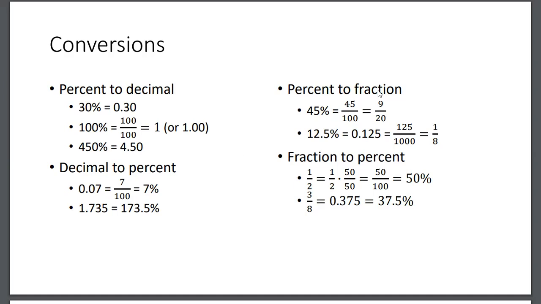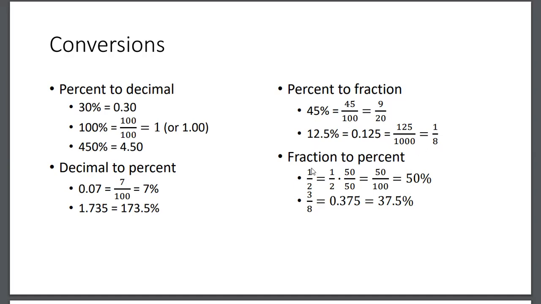Percent to fraction. 45%, it's 45 hundredths, reduces to 9/20ths. 12.5%, it's 12 hundredths and half of another hundredth. It's 0.125, 125 thousandths, reduces to 1/8.